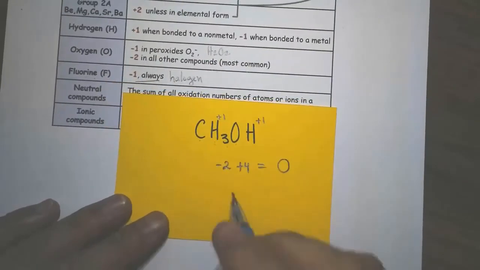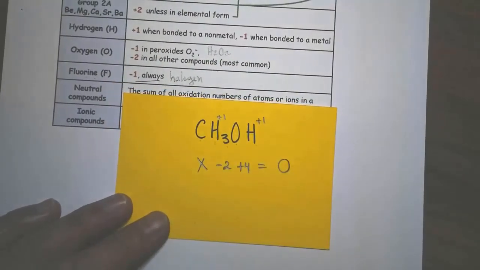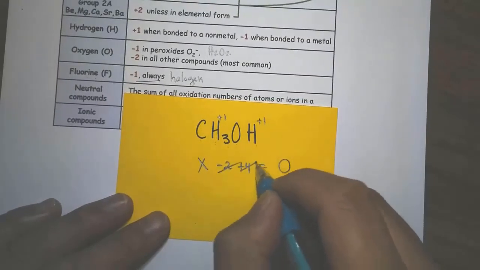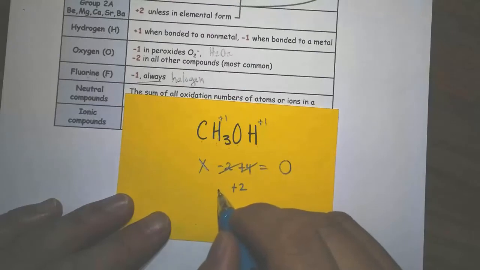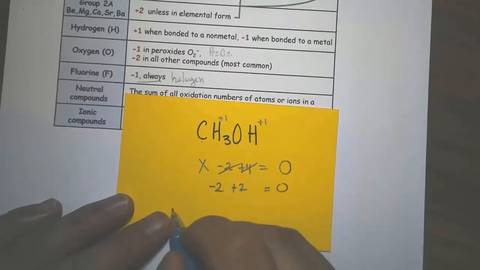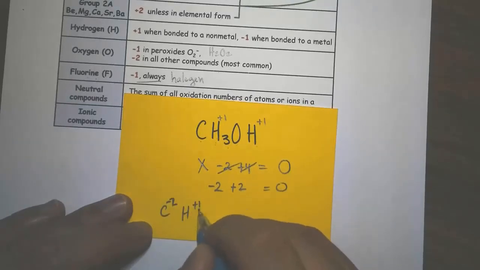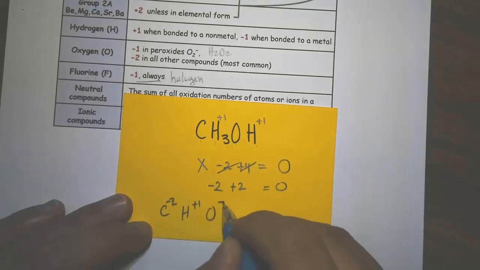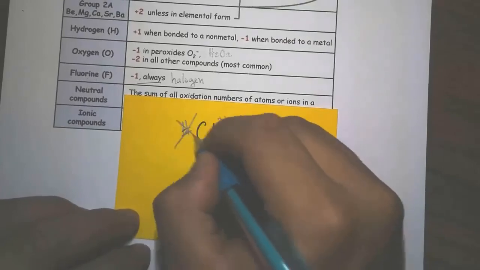And we don't have a rule for carbon, so we put an x there. So what is x going to be? Of course, these cancel out and give us +2, so x must be -2. The -2 and +2 give us 0. So we have C equal to -2, H equal to +1, and O equal to -2. And again, if we have a number right here, it doesn't really matter.